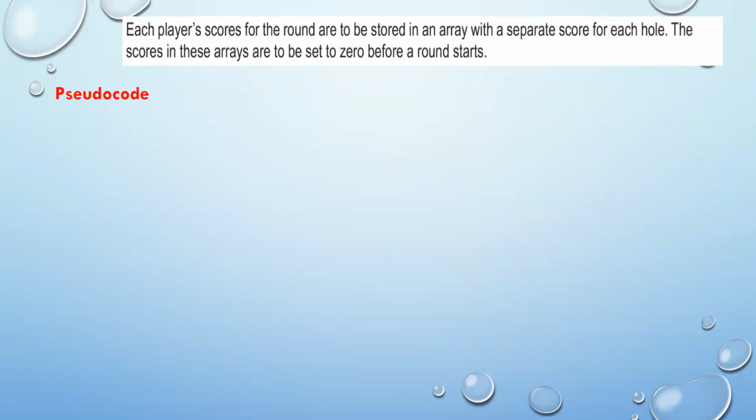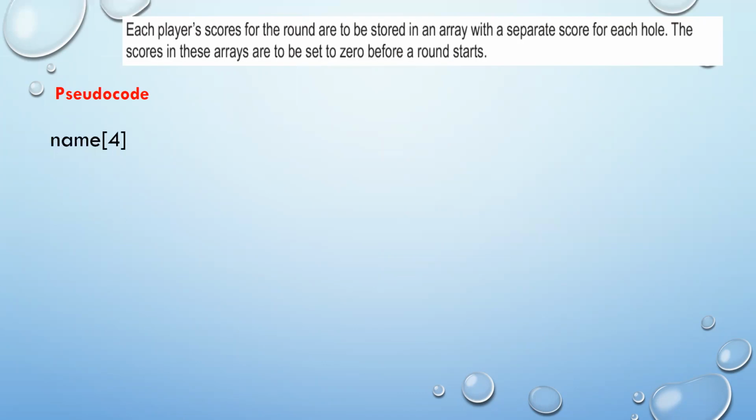So inside the first task, each player's scores for the round are to be stored in an array with a separate score for each hole. The scores in these arrays are to be set to 0 before a round starts. So what they expect is that we have to create an array for storing the scores for each of the players. And initially, the score sheet should set each of the strokes to 0.